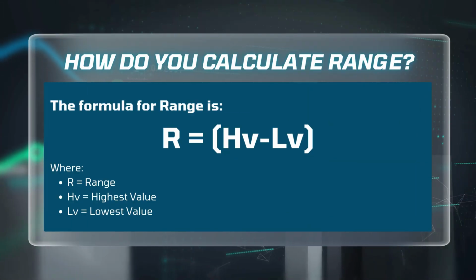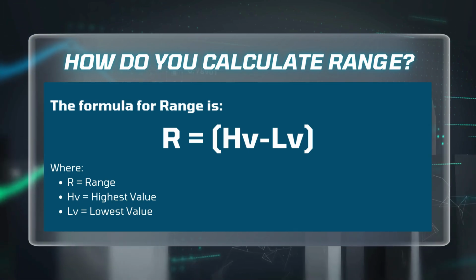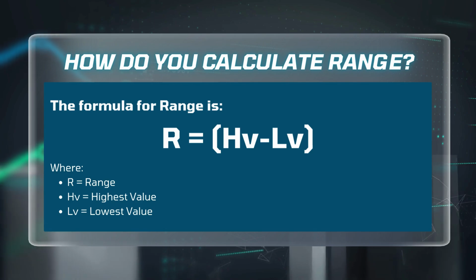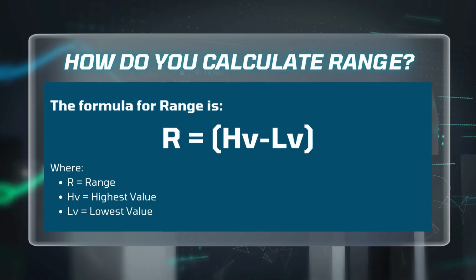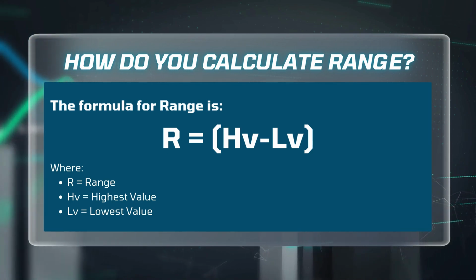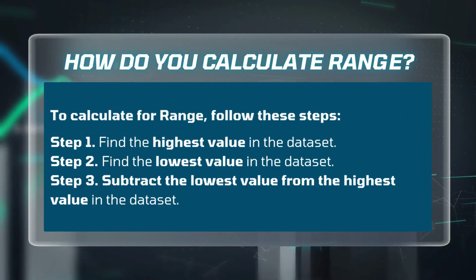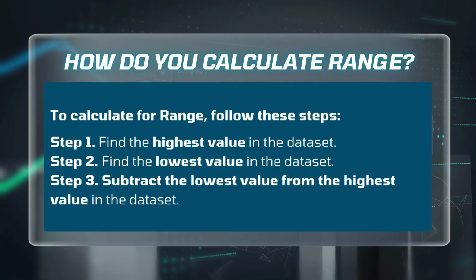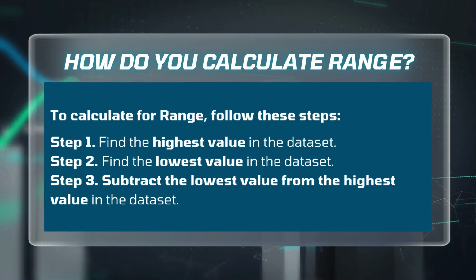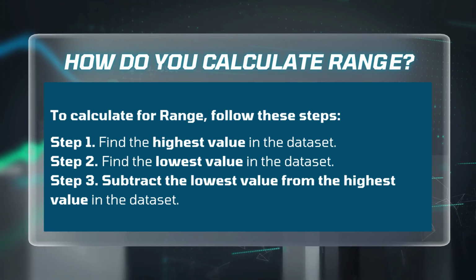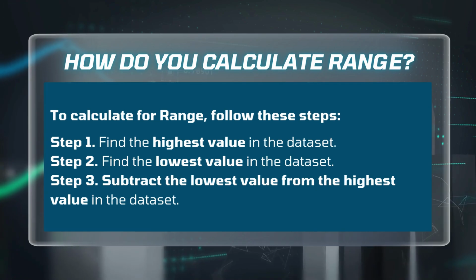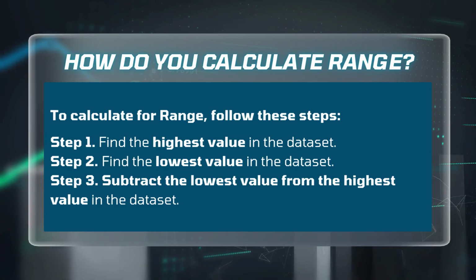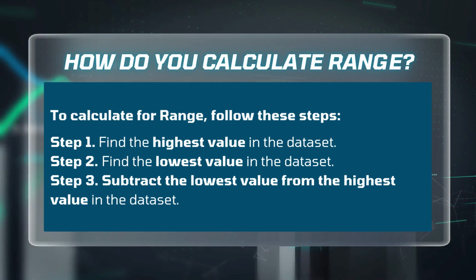How do you calculate range? R is equal to HV minus LV, where R represents range, HV represents highest value, LV represents lowest value. To calculate the range, follow these steps. Step 1. Find the highest value in the dataset. Step 2. Find the lowest value in the dataset. And lastly, subtract the lowest value from the highest value in the dataset. Easy, right? Let's start solving some samples, shall we?